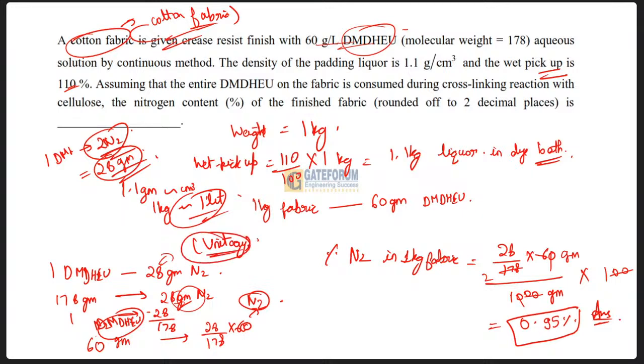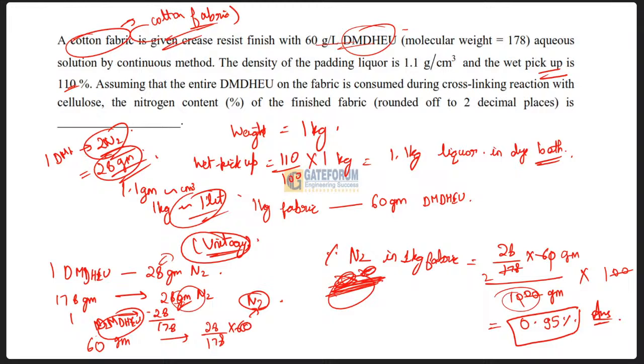So this is the nitrogen, and you need the percentage of the finished fabric with respect to the original. This is the fabric, and this is the finish applied. So when you need to find the percentage, with respect to the fabric it is 1 kg, 1000 gram, and you need to find it in percentage, so multiply by 100.